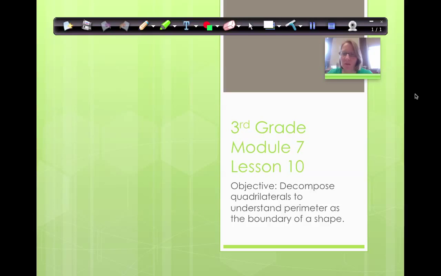Hello, today we're going to do Module 7, Lesson 10. Our objective is that we're going to decompose quadrilaterals to understand perimeter as a boundary of a shape. So I'm going to underline that. We're going to remember that this definition is a perimeter means that it's the boundary of a shape. Okay. Another way of saying boundary is fence, like a fence line, or it can just be the outside edge of the shape. Okay? Now, let's move on.